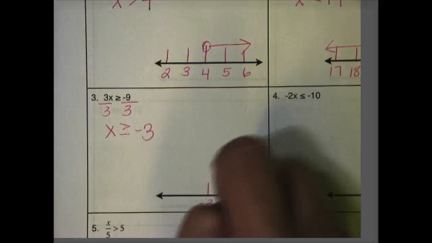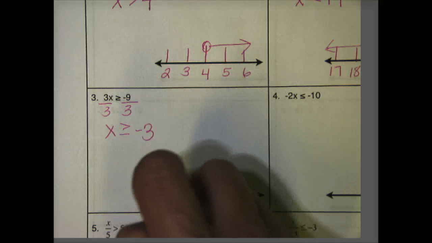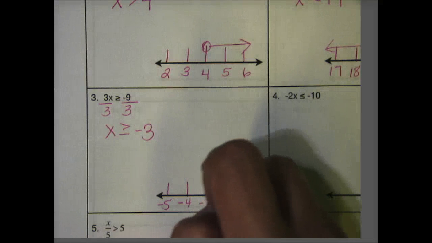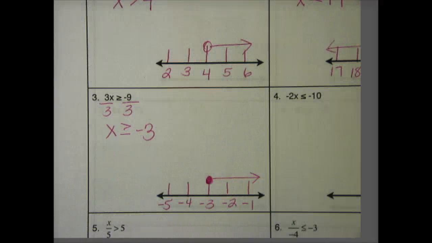Make our number line. Greater than or equal to is a closed circle. Everything to the right of negative 3 is greater than negative 3.